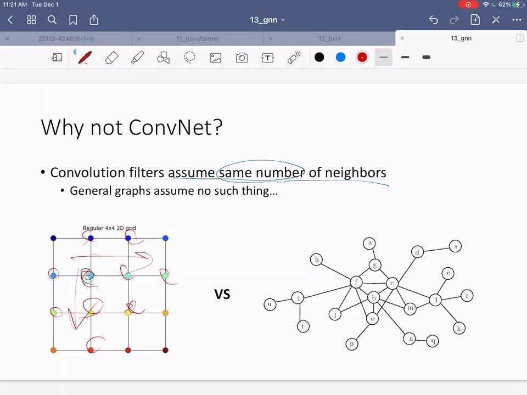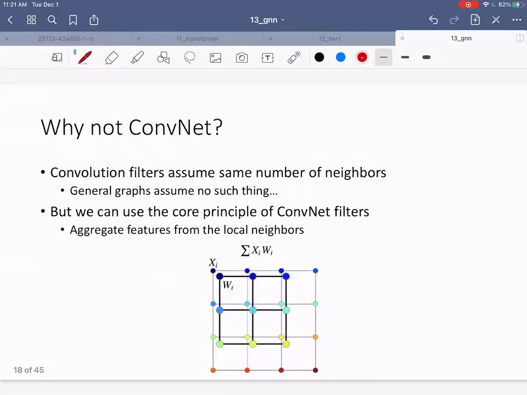But general graphs don't assume such a thing. It doesn't assume that there will always be the same number of neighbors. Here, this node has three neighbors, 1, 2, 3, but this one has only 1 neighbor. So you never know how many neighbors a node will have, and you can't use convolutional neural networks or conv-filters. But what you can do is take the core principle of convolutional filters.